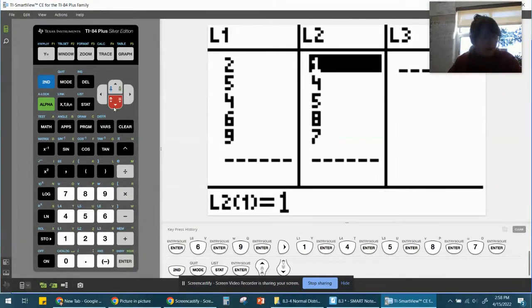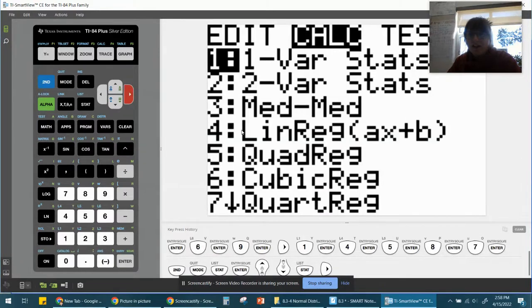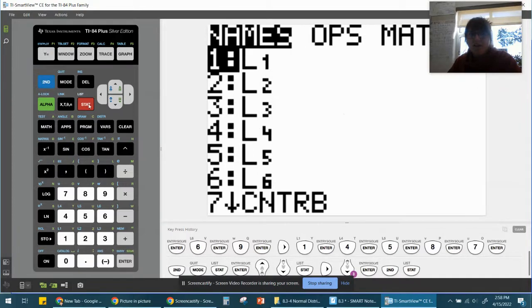And then if I want to find my line of best fit for these data points, press Stat again, go over to Calc, and then that fourth option stands for linear regression. That means it's going to give you a linear equation based on your data. Press enter. X list and Y list should already be list 1 and list 2. If they're not, press the second button and then the stat button, and then you can pick which list you want to be your X and Y.